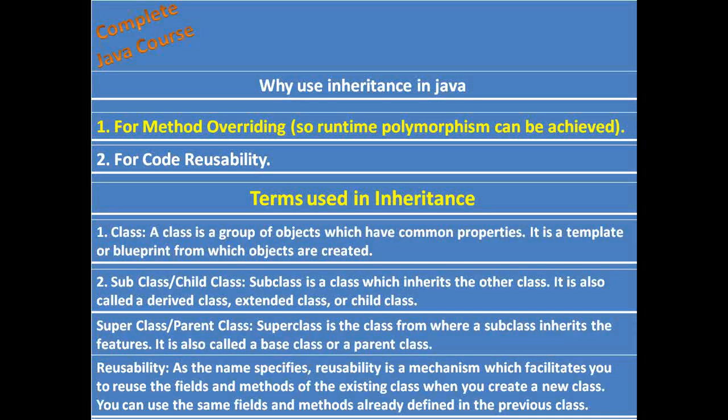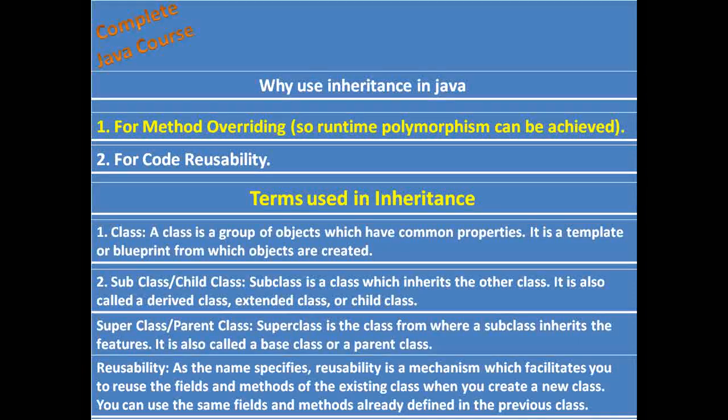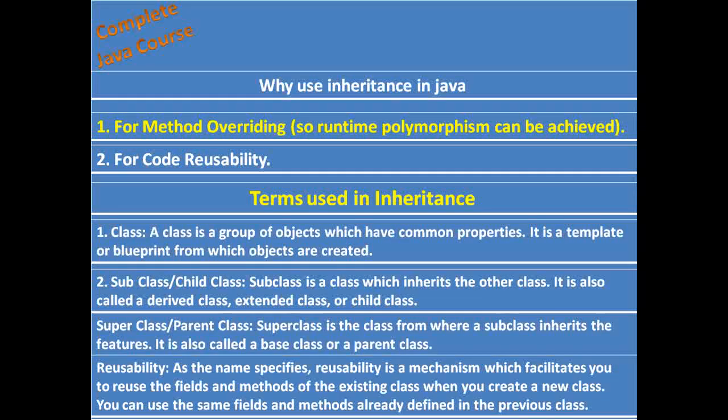Next term is reusability. As the name specifies, reusability is a mechanism which facilitates you to reuse the fields and methods of the existing class. When you create a new class, you can use the same fields and methods already defined in the previous class. So if you define some method in the superclass or the parent class, you can use this method in the subclass or the child class.